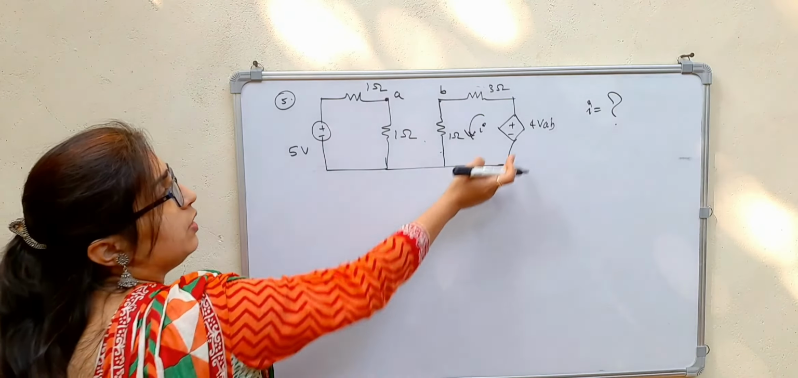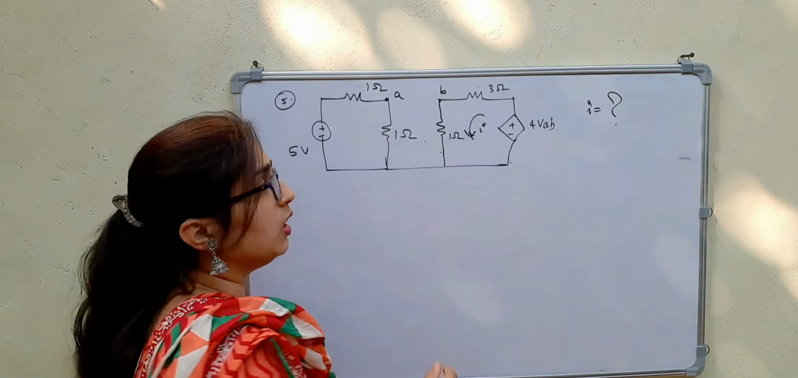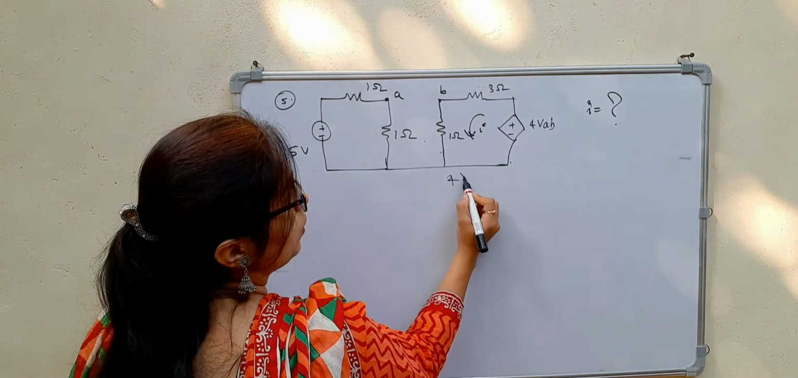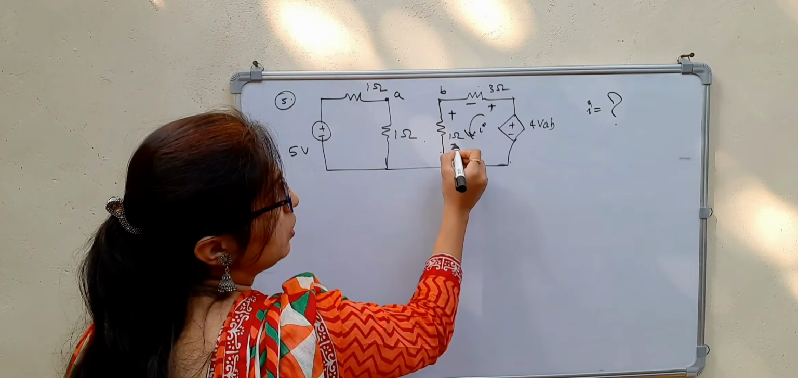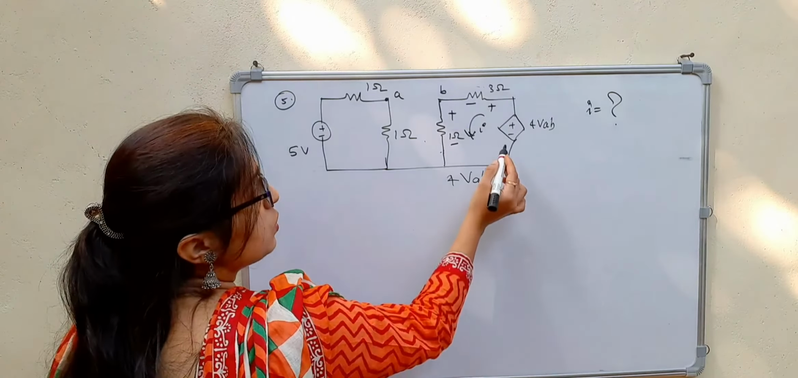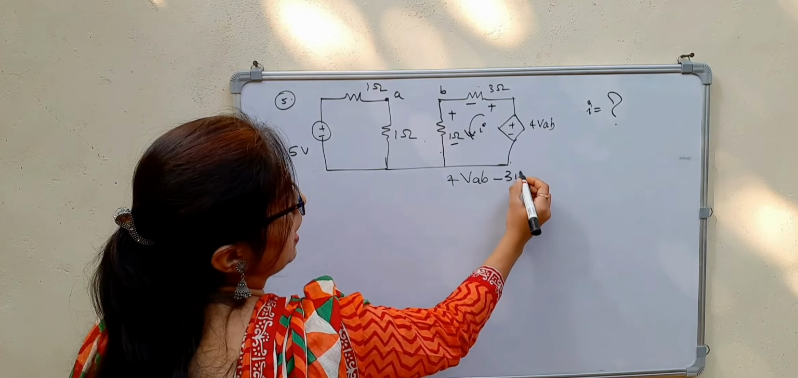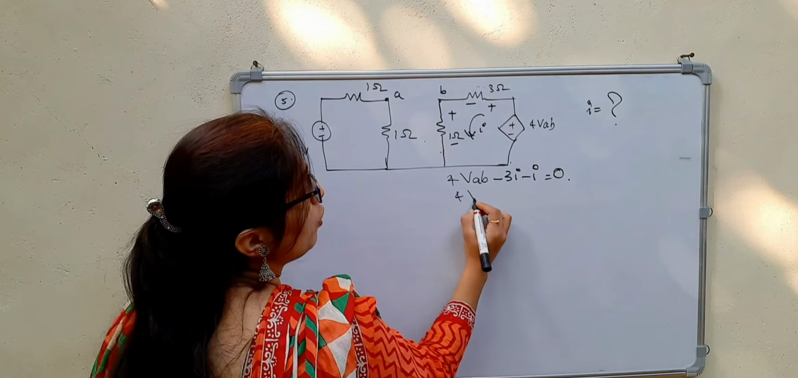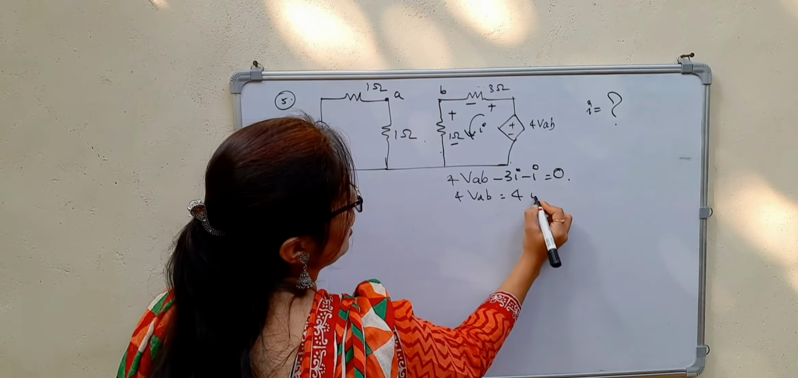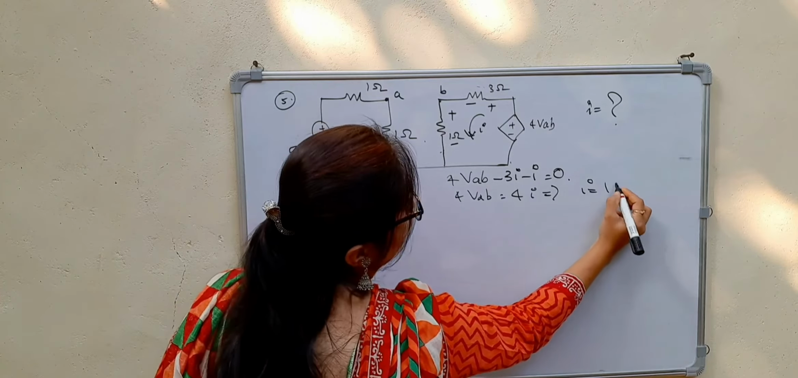Okay, so here we can put the KVL. So minus first, so it is 4 VAB. Okay, this is the voltage drops. So it is minus 3I minus I, that is equal to 0. So 4 VAB is equal to 4I. That means I is equal to VAB.